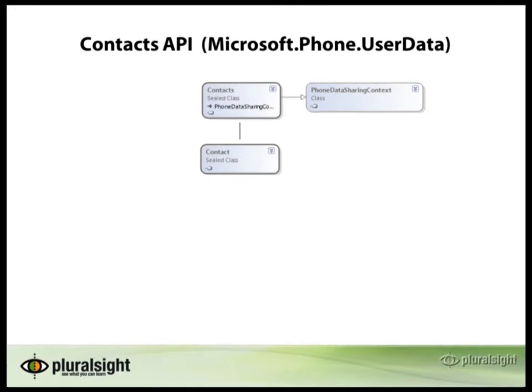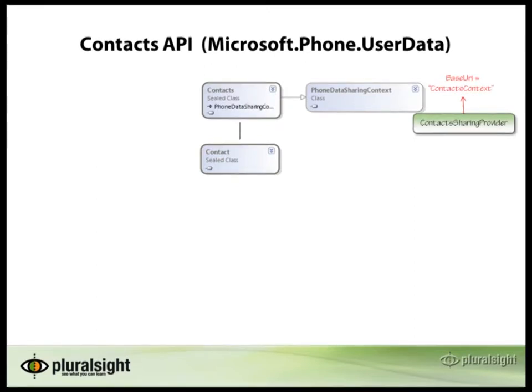The top-level Contacts class extends PhoneDataSharingContext, which represents the base class for shared data. Internally, the base class uses a provider pattern that calls upon PhoneDataSharingProviders that know how to access user data on the phone. The provider class used to access contacts data is the ContactsSharingProvider class, which exposes a base query URI of ContactContext. Quite a tongue twister here.